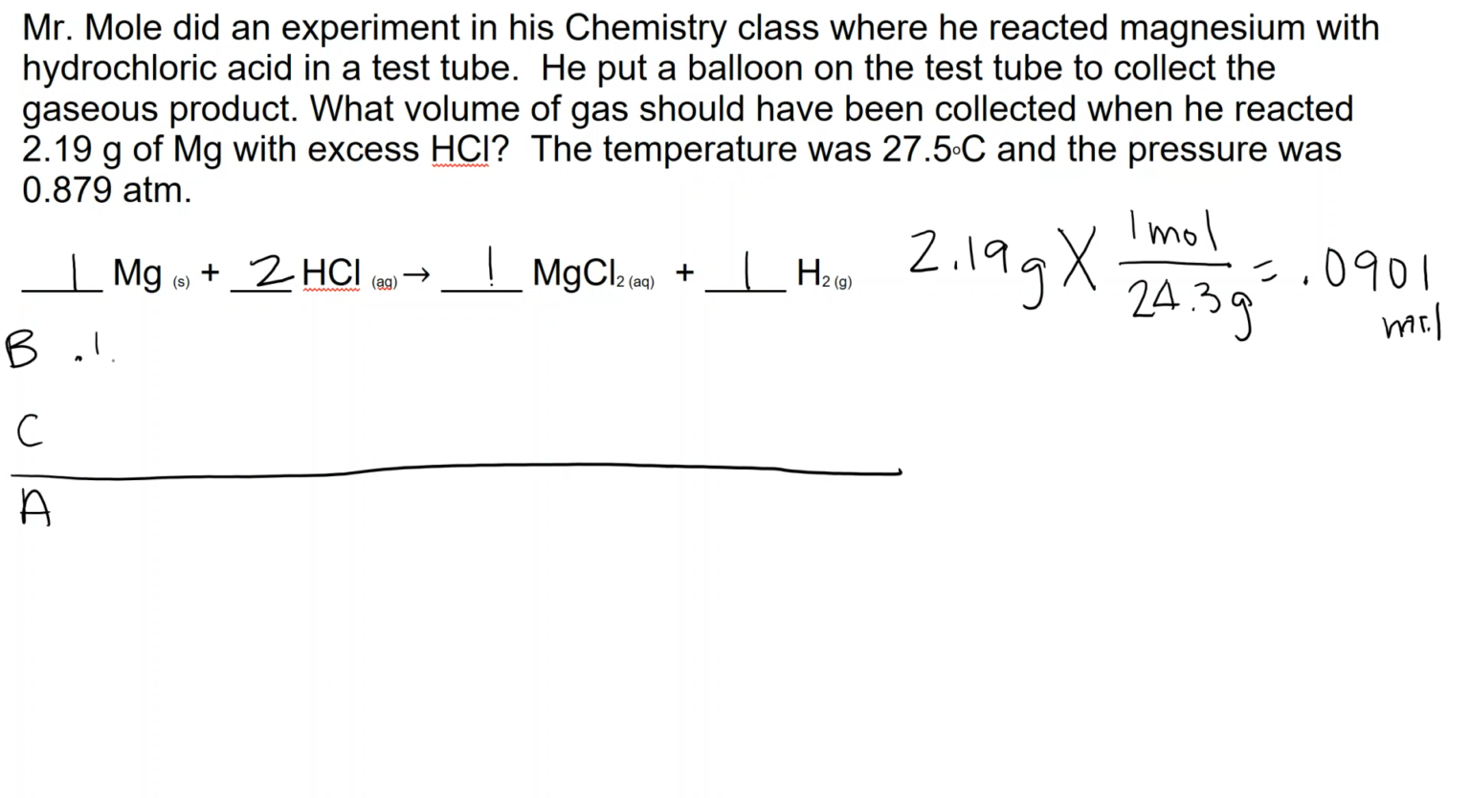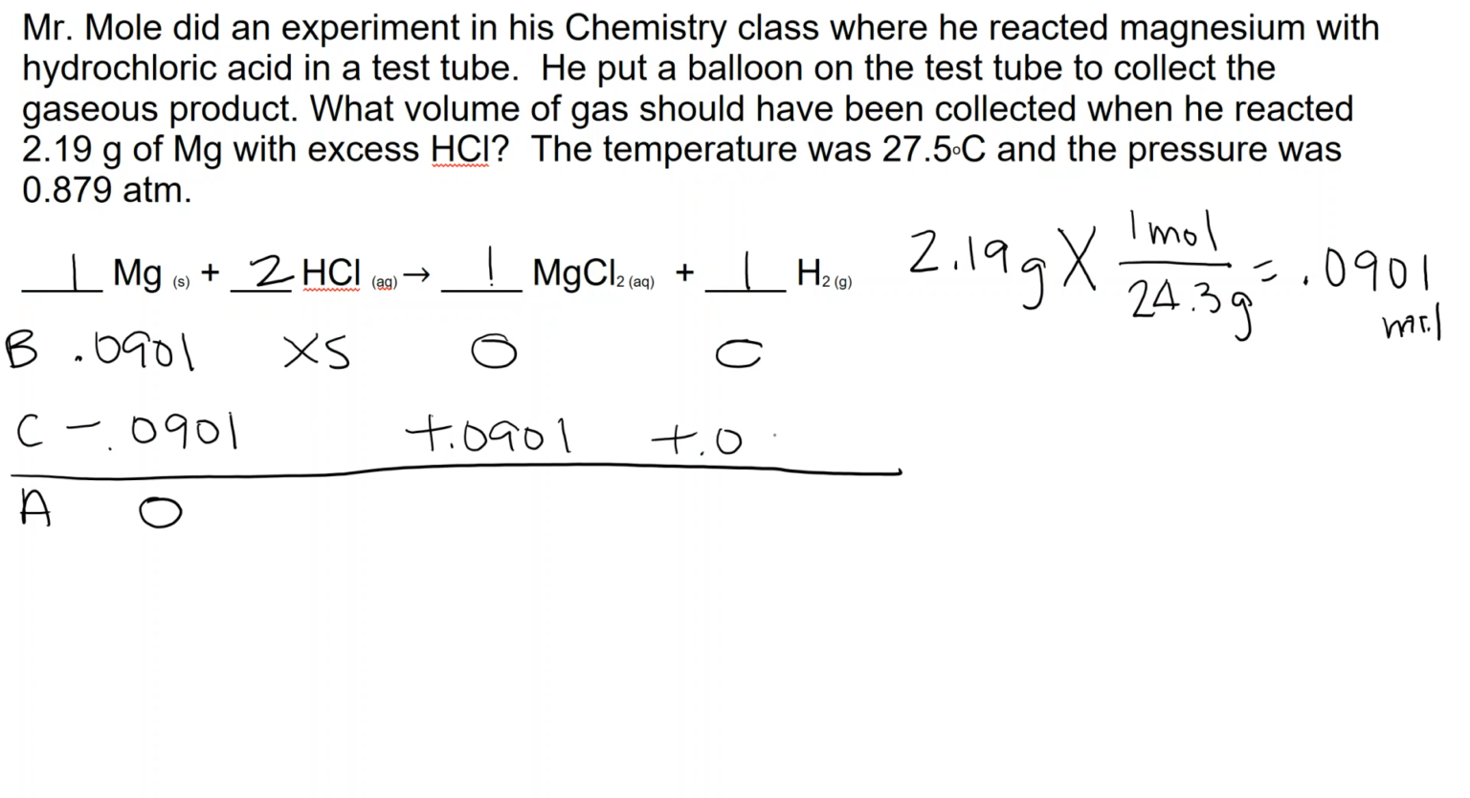So we have 0.0901 moles of magnesium, and the problem says we will have excess hydrochloric acid, and we know that we always start with 0 products. We assume we're going to use up all of the magnesium so that we have none left over. Because magnesium, magnesium chloride, and hydrogen all have the same coefficients, we can transfer that same number in the change row, just that we are adding them because products are being made.